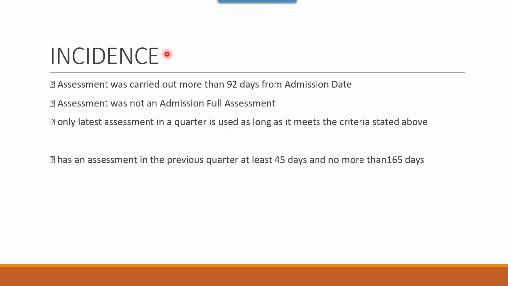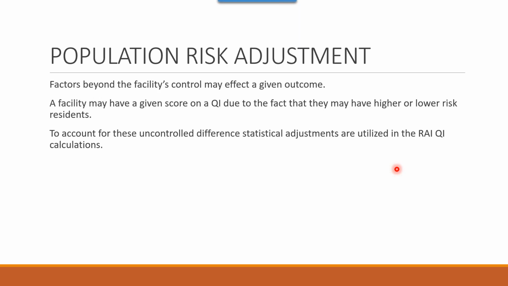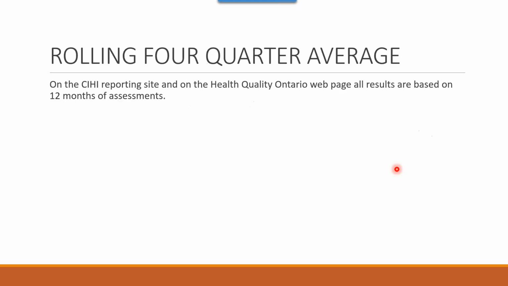When it's an incident indicator and we have 2 assessments that we have to look at, the first 3 exclusions are identical to those for the prevalence indicators, except that we have this 4th one, where the prior assessment has to be at least 45 days ago or more, but it cannot be any more than 165 days ago, or those assessments would be excluded as well. We're still talking about population risk adjustments, which we'll cover on another day.